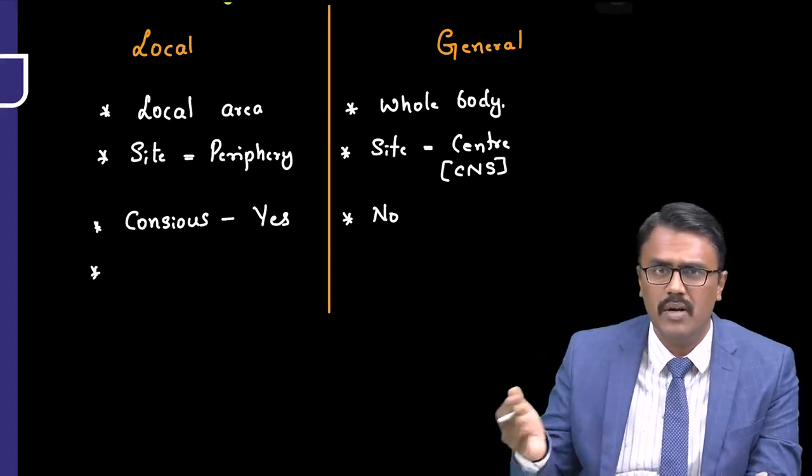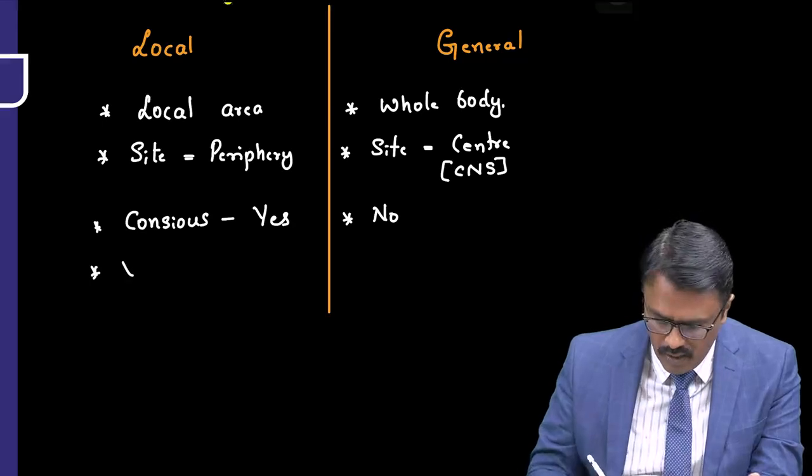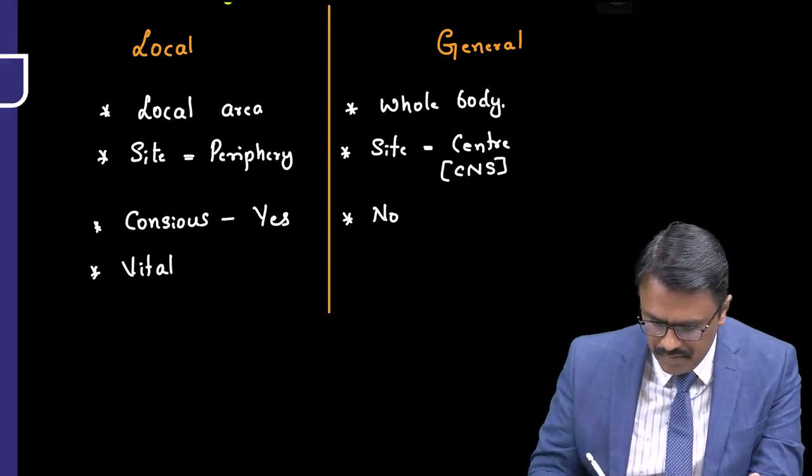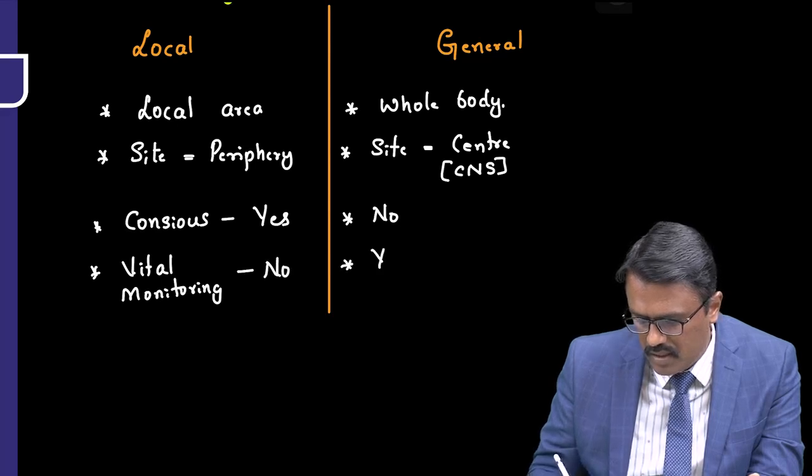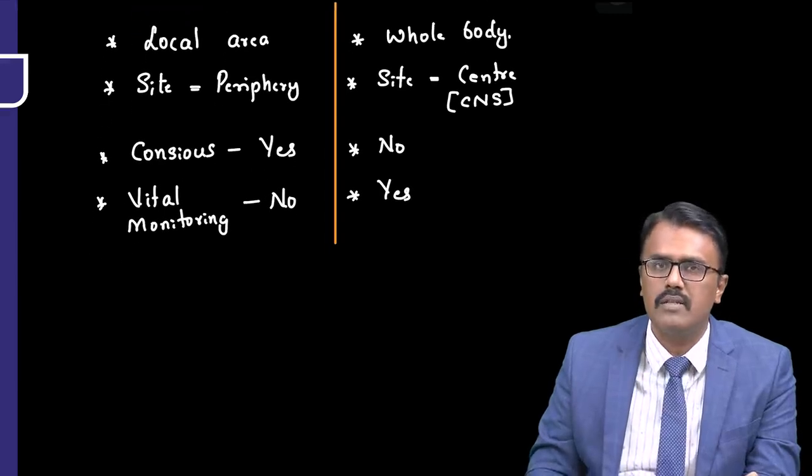The next important thing is, when we give anesthesia, should we monitor the vitals? Should we check the BP and all those things? With local anesthesia, no. Vital monitoring is not required. But when you give general anesthesia, yes, you have to monitor the vitals. Very, very important.